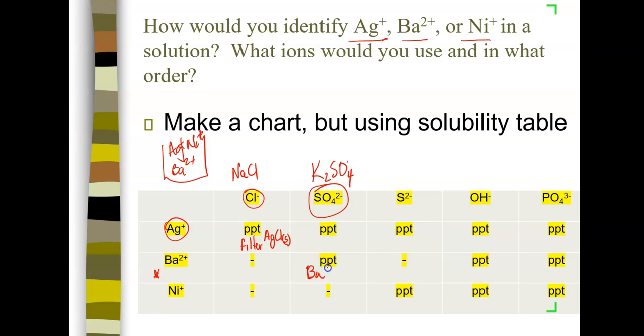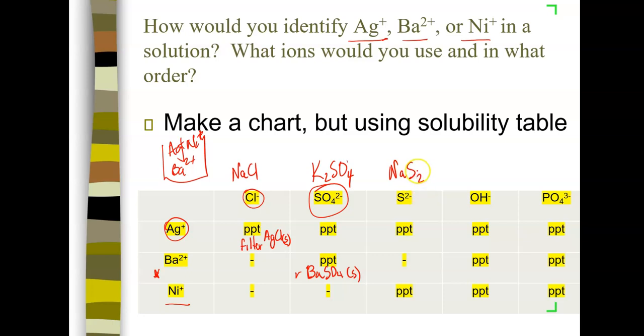That would form a solid in the solution, and then I could filter it, just like you filter your coffee. You put a little filter paper, pour your solution over top, the aqueous stuff's going to go through, and the solid stuff's going to remain behind in your filter, so you've isolated the barium sulfate. And then you would just have a solution left with nickel, and in this case, you could use sodium sulfide.